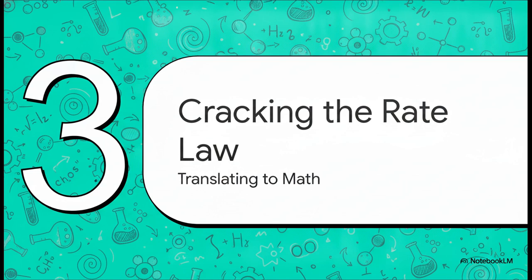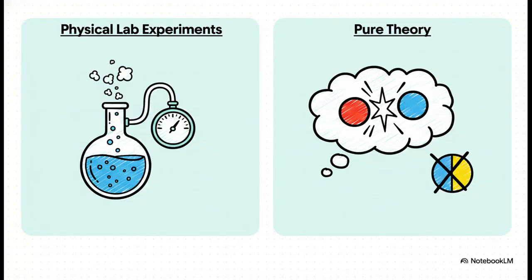Okay, let's transition into Section 3, cracking the rate law, where we translate all this physics into math. Now, this brings up a classic point of confusion, so let's clear it up. Remember that order is what you actually measure in the lab. It tells you exactly how the rate changes when you tweak the concentration. And yes, it can absolutely be zero or even a fraction.